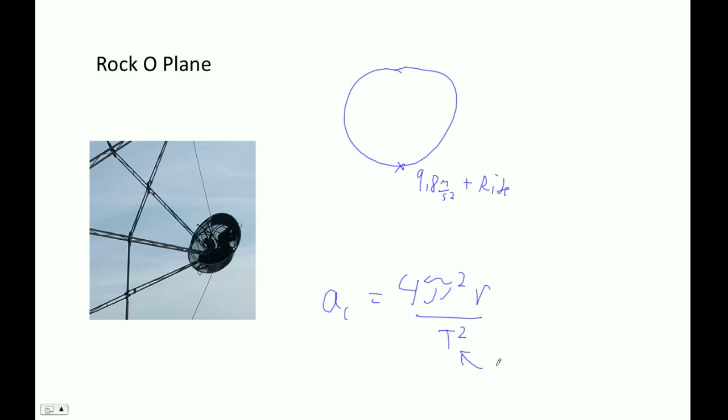You ought to be able to figure out that t is the time to go around once. You ought to be able to figure that out the same way I do in the video with the Ferris wheel, only a lot faster for the Rocco plane. This is the radius. We know what that radius is. It's on the website. So you ought to be able to figure out what the acceleration is.